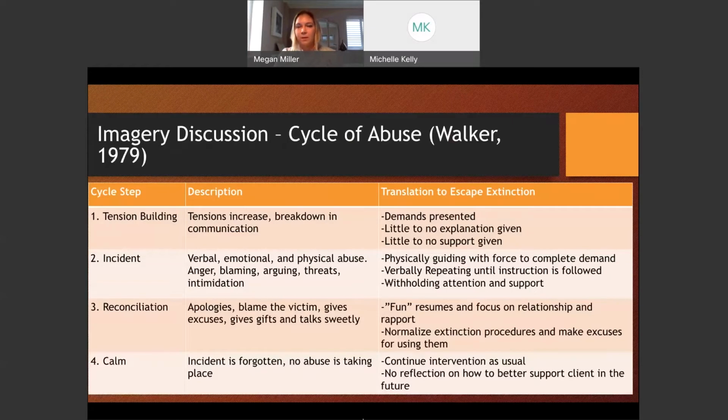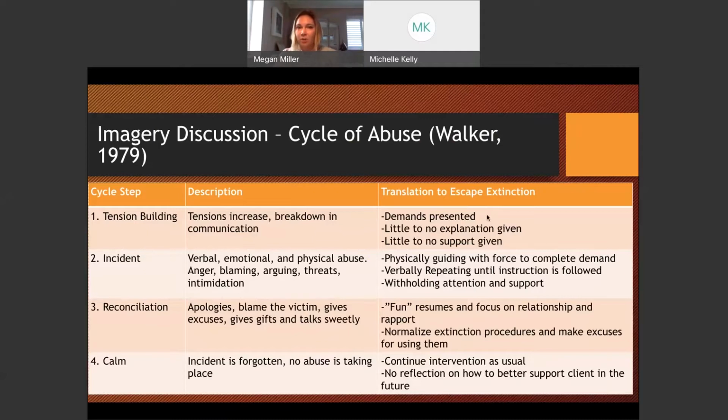Another thing that's important to note when we're looking at this exercise is the cycle of abuse. This was initially presented by Walker in 1979. So these are the 4 steps in that cycle. The first is tension building, and the description: tensions increase and break down in communication. How does that translate to escape extinction? Demands are presented with little to no explanation given, and little to no support given.